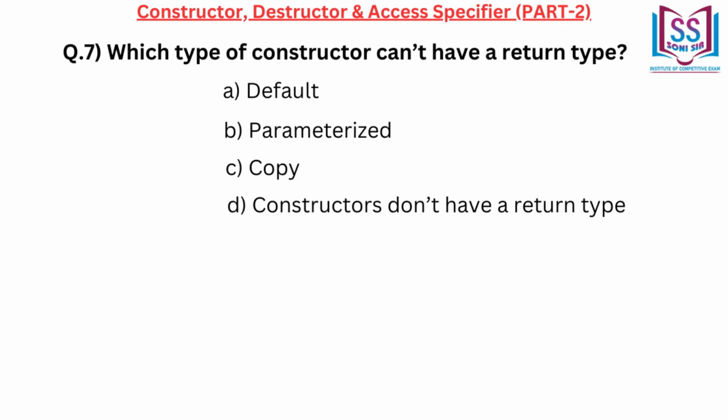Which type of constructor can't have a return type? A. Default. B. Parameterized. C. Copy. D. Constructors don't have a return type. Correct answer D. Constructors don't have a return type.